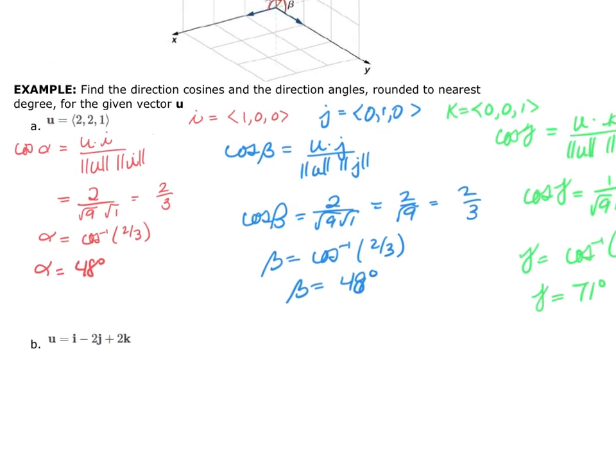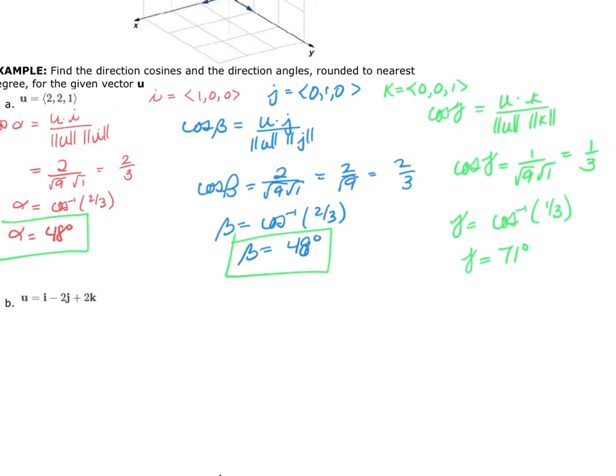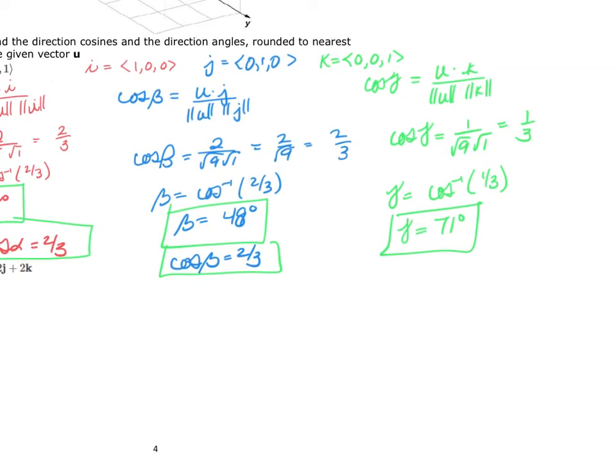All right, so I found the angles. So these are all my angles, and let me say this is part of the answer. These are all my angles rounded to the nearest integer. The directional cosines would be: the cosine of alpha is equal to 2/3. So that's the other part. Then my directional cosine, the cosine of beta, is equal to 2/3. So that's the other answer that we're looking for. And then, of course, the cosine of gamma is going to be 1/3. So that is my other answer.